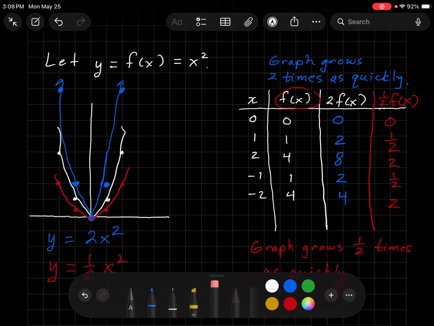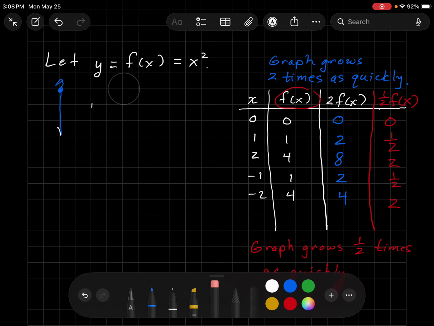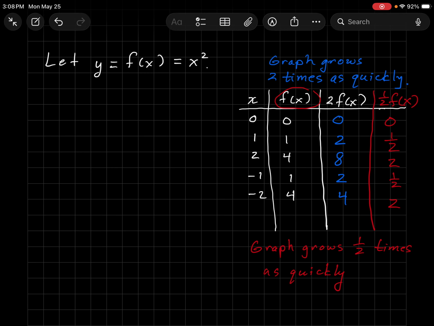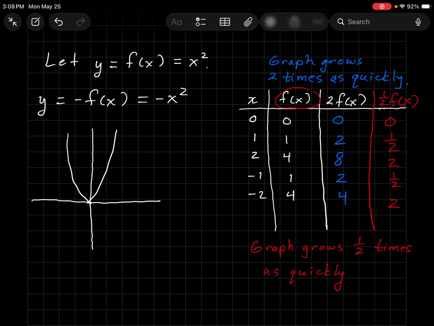Now, what if we multiply by, say, -1? So what if I want to do y equals negative f of x, which would be negative x squared? And let's go ahead and redraw our original graph. Maybe not with all the details, but something along these lines. What would y equals negative x squared look like?